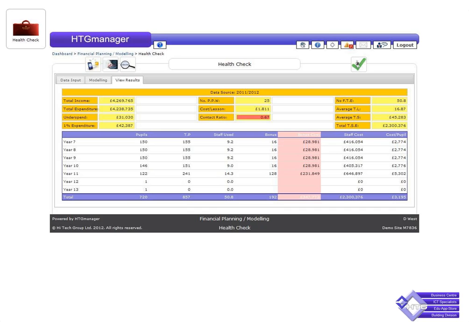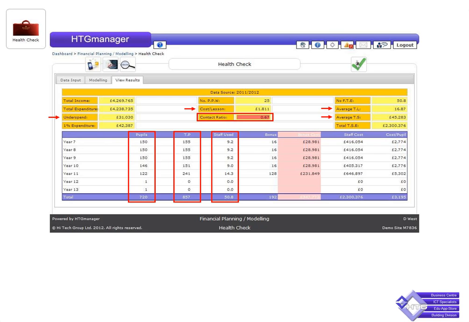On the View Results tab, it shows us some key information, like the underspend, like the cost per lesson. Most importantly, it shows us the contact ratio, gives us the average teaching load, the average teaching salary, but it also tells us for the number of pupils we've got and the number of teaching periods we're spending, how many staff we're using, and what the bonus is.